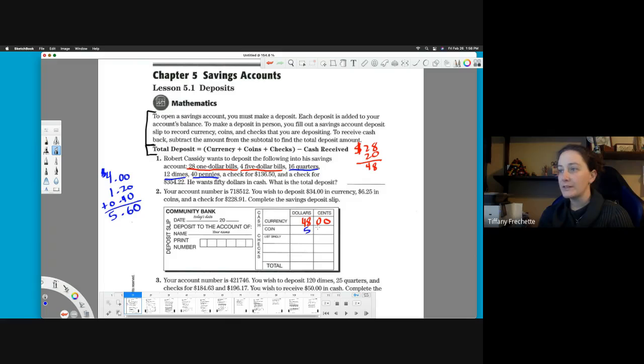So then you put 560 here, like that. And then for the next part, we're going to have checks. So we'd have a check here and a check here. You'd actually write these separately, 136.50 and 354.22. So you'd fill these out. You write those separately. You don't add the checks together.